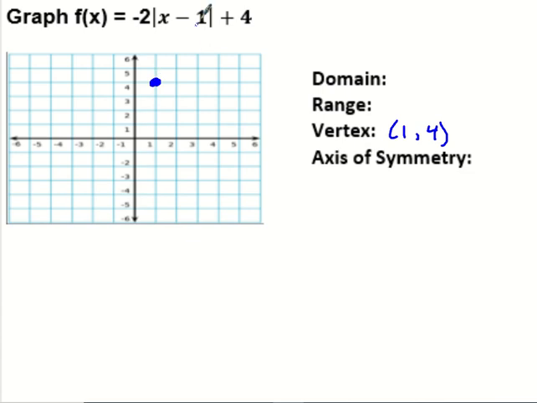Now what I want to look at is which way my graph is going to be opening from here. Is it going to be opening upwards or downwards? Well, because this has a negative symbol, it's going to be opening down. And because it's -2, that's my slope. 2 over 1, 2 over 1.